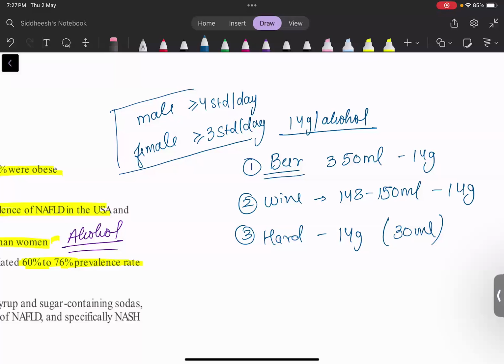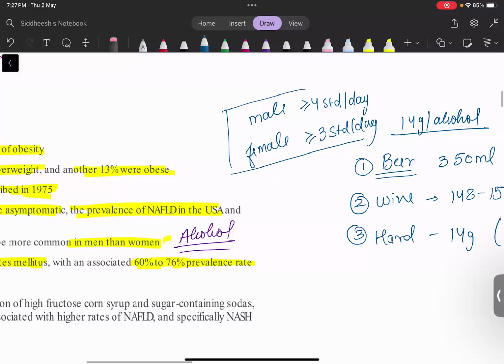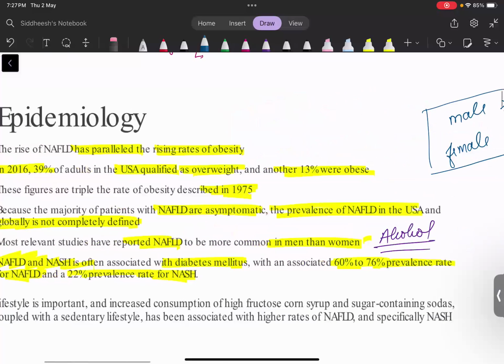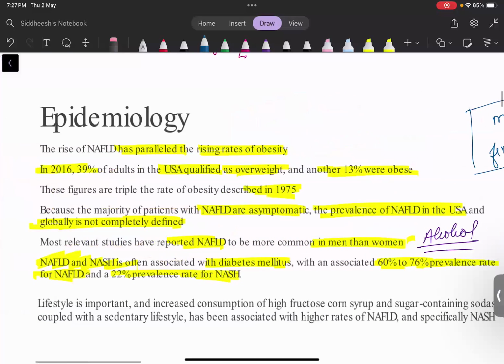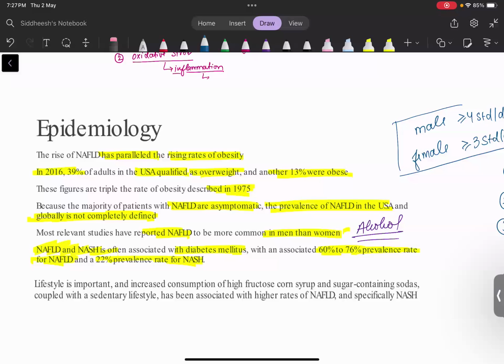Am I audible to everyone? Pushpendra, like others, am I audible? Yes. So I hope that part is clear now, that men and women part. Clear? Yes or no? Okay, so do we have any doubts now? Any doubts with respect to that alcohol part?